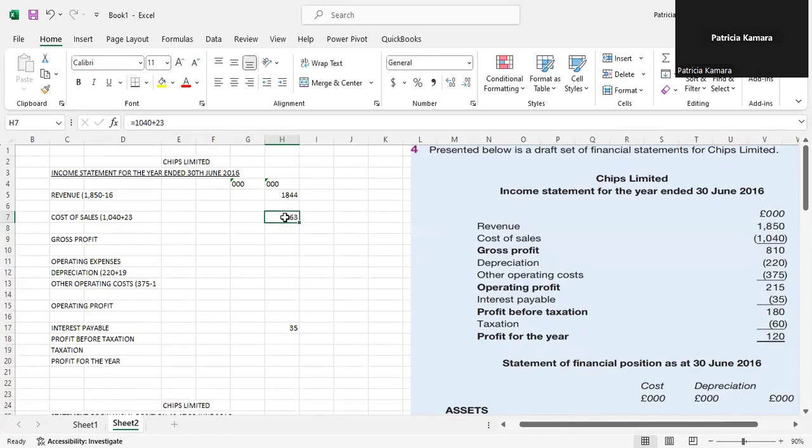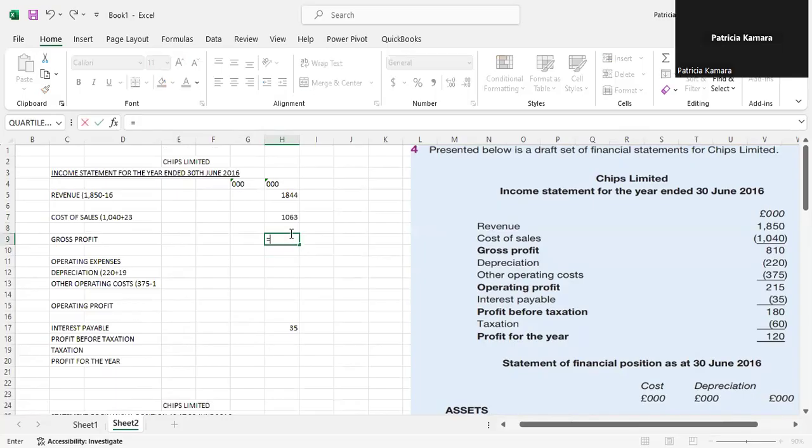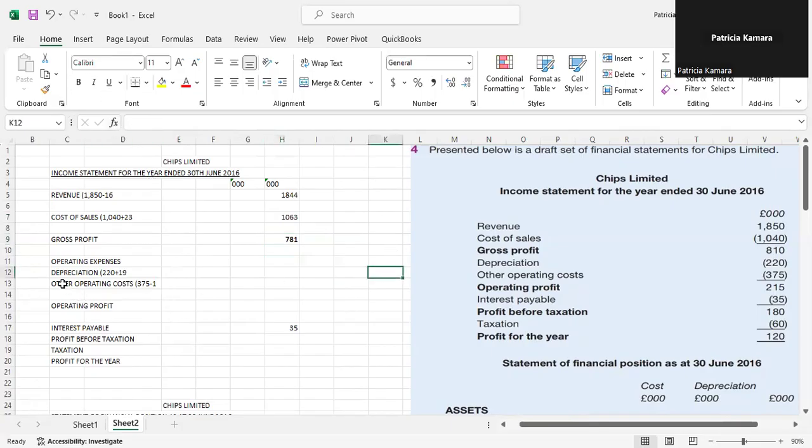This will give us 1063. So gross profit now is the revenue figure minus our cost of sale figure. This will give us 781.